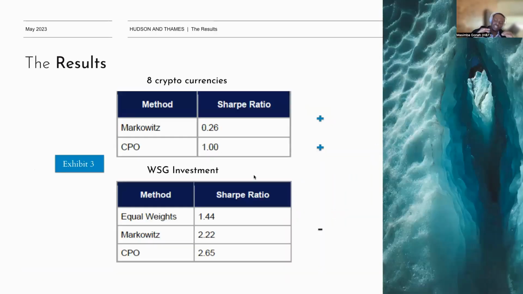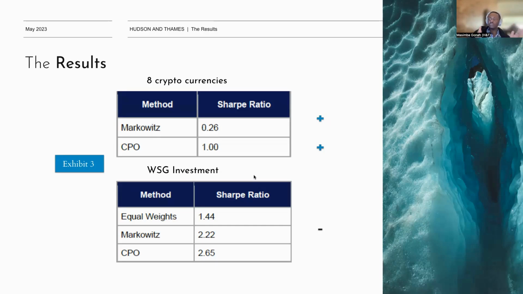And here we have two diagrams. So the top diagram, they try to essentially test CPO against these new age assets like cryptocurrency. It's a portfolio with eight cryptocurrencies, allowing for short positioning, aiming to maximize its 7-day forward Sharpe ratio. And there's a significant difference here, with the Sharpe ratio being significantly higher with CPO.